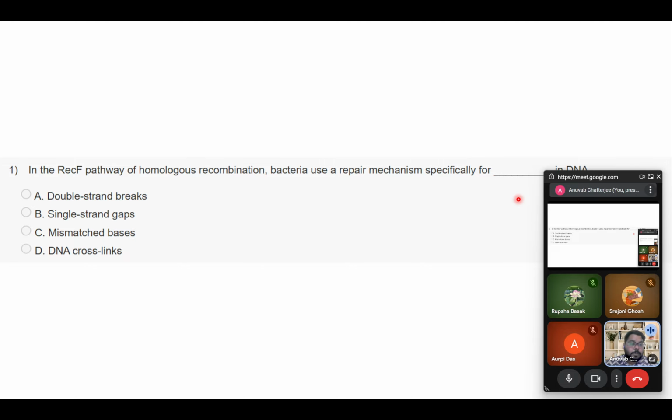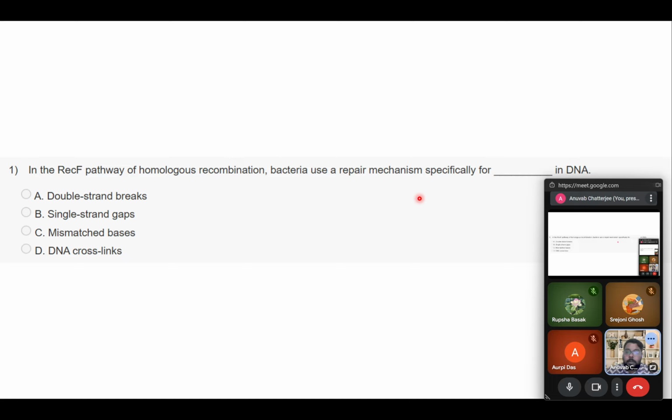And this is the first problem that we'll deal with. The question is, in the RecF pathway of homologous recombination, bacteria use a repair mechanism specifically for blank in DNA. What kind of repair does RecF do? The options are double-stranded breaks, single-stranded gaps, mismatched bases, and DNA crosslinks. So you can put in what you think is the correct option in the chat.